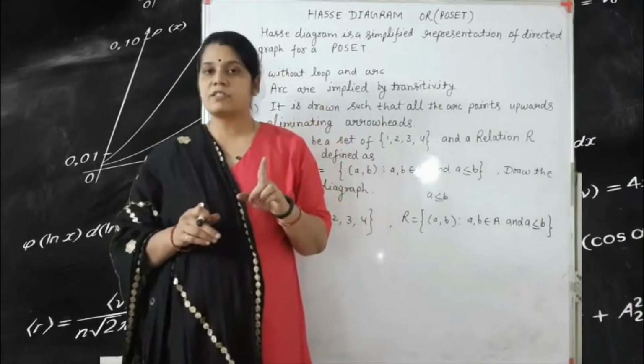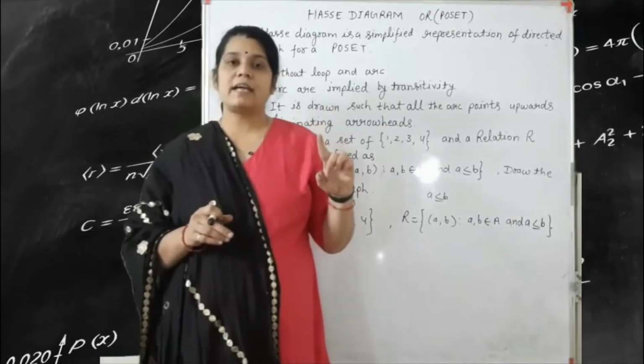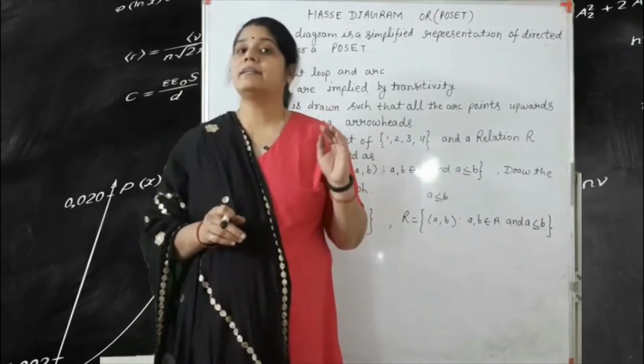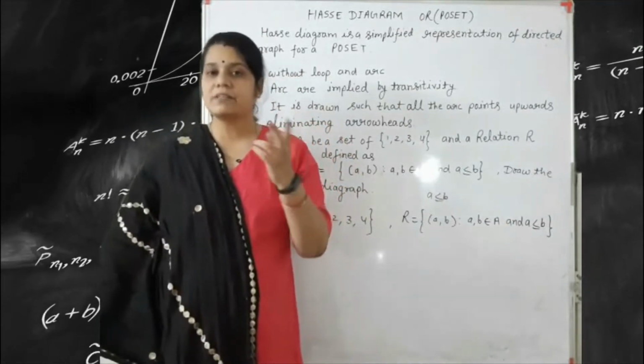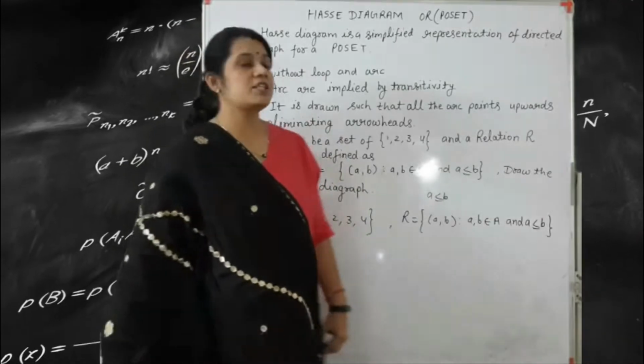So don't be confused here. Second relation is antisymmetric, and if we find the equivalence relation, then what is the second relation? Second relation is symmetric relation. Okay. So here the partial ordering set.